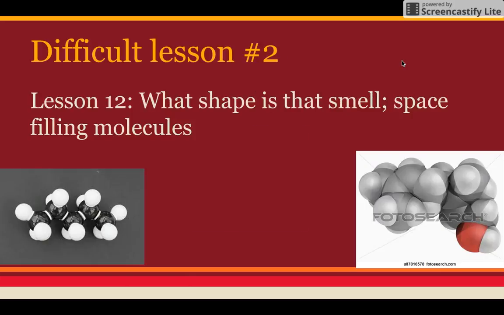Difficult lesson number 2 is lesson 12, what shape is that smell? The reason it's difficult would be if you're a new teacher. If you are making these space-filling models, they really need to be made in advance. Otherwise, it will take up, at minimum, a whole class period for students to make them themselves. And that's not really time learning anything. That's just time trying to make these space-filling models work.